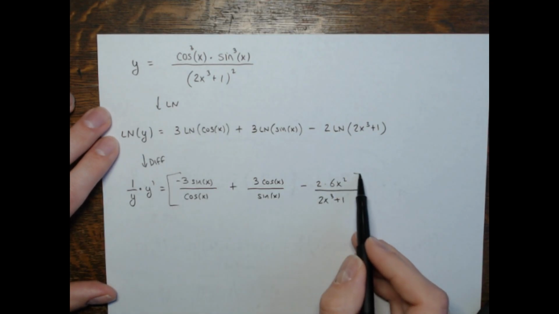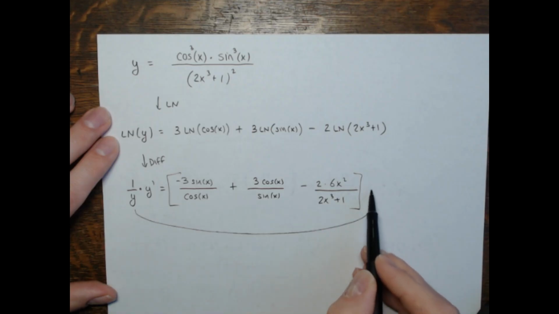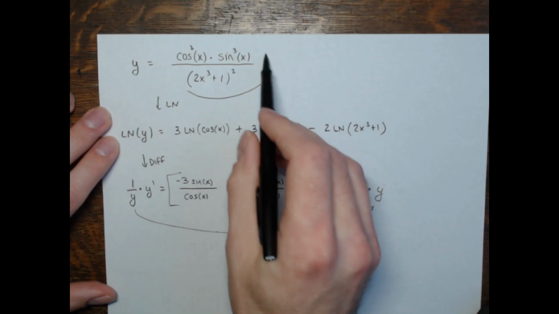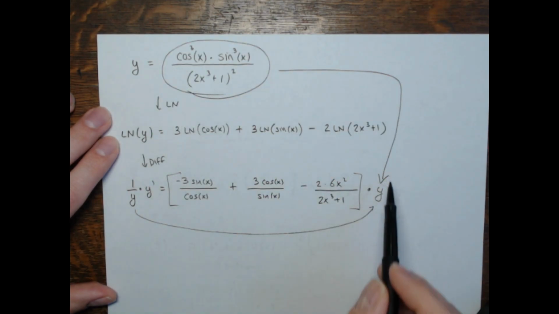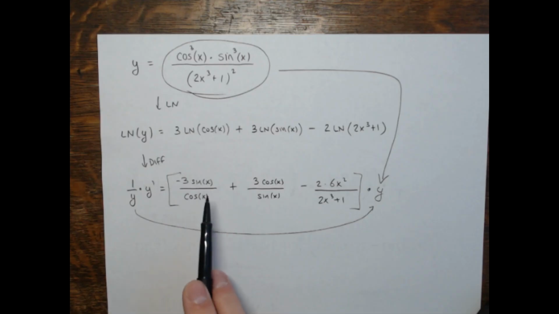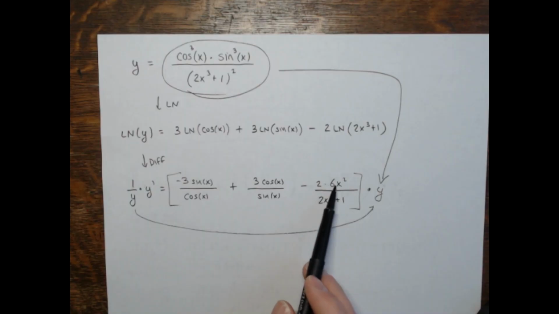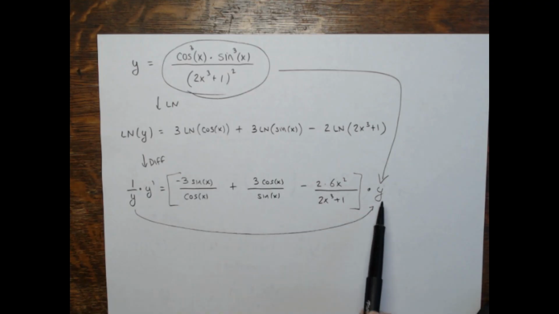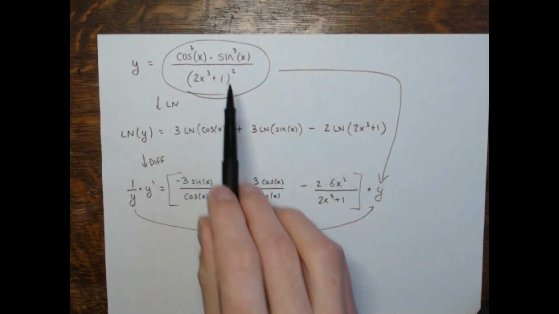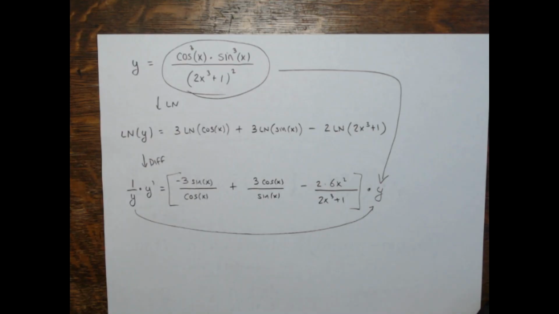And then all this is just multiplied by y, where I'm replacing y with the original expression. So I'm typing all this, where I'm going to call this negative 3 tangent plus 3 cotangent, and then minus 12x squared over 2x cubed plus 1. All of that in one set of parentheses, and then times the original y after.